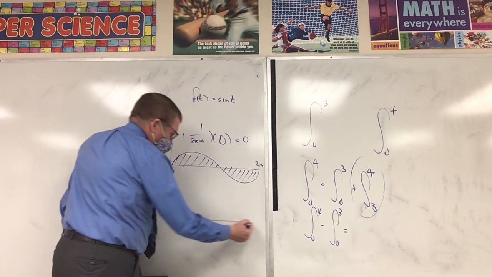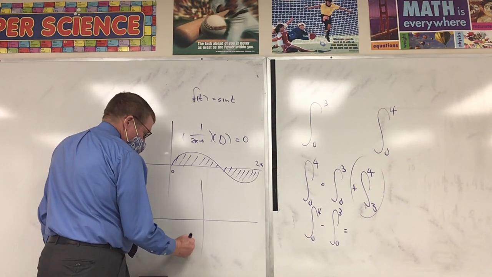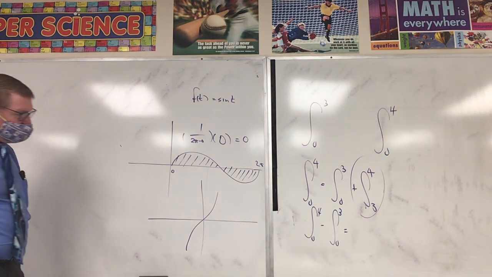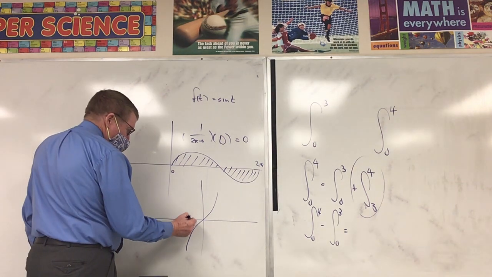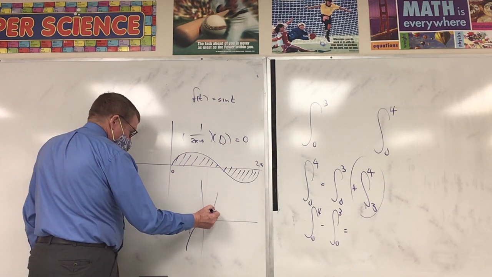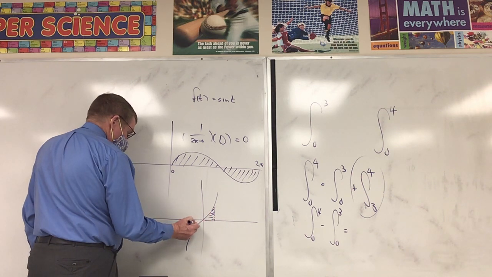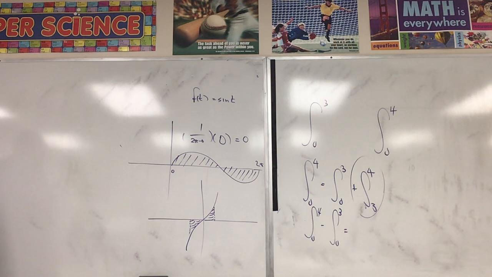Look at the next one, tangent, and we're looking between negative pi over 4 and pi over 4. Again, this would be 0 because we have the same positives as we have negatives. That make sense? How do you get the b and a? Those are your limits. Oh, okay.